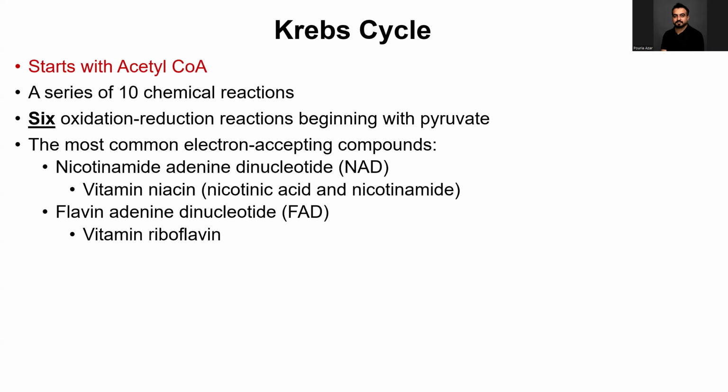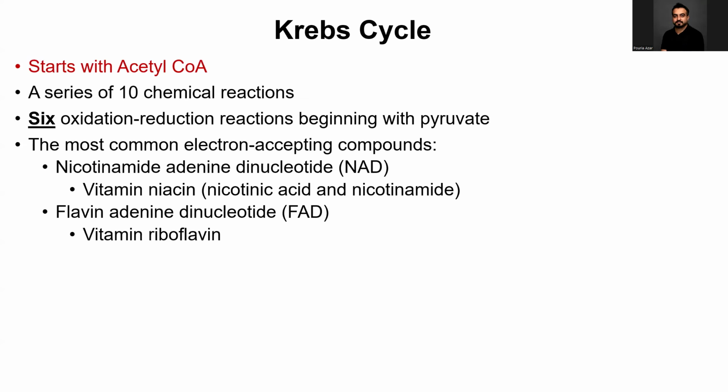The most common electron accepting compound in the Krebs cycle is called NAD, nicotinamide adenine dinucleotide, a derivative of vitamin niacin. Vitamin niacin is vitamin B3. And also we have FAD, flavin adenine dinucleotide, which is a derivative of vitamin riboflavin, or vitamin B2.